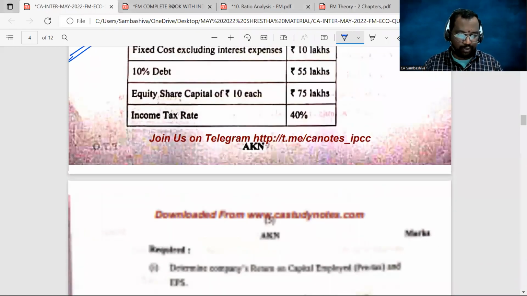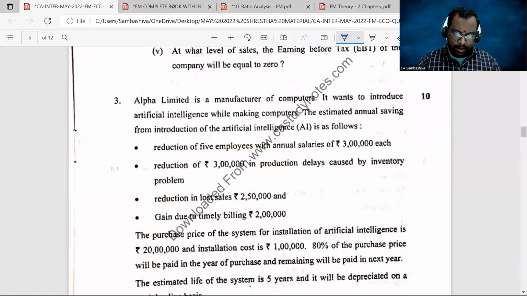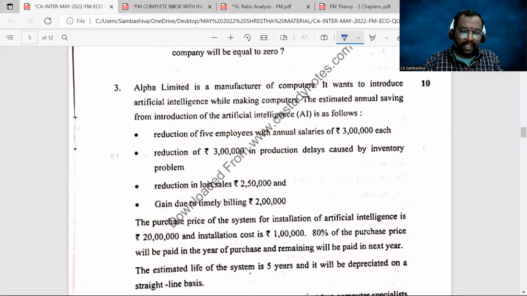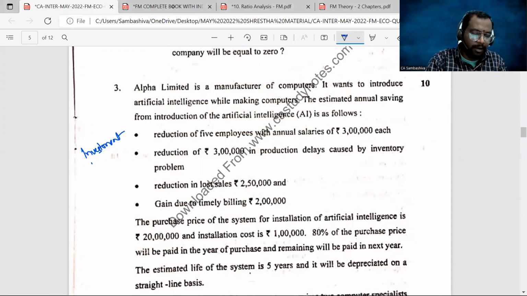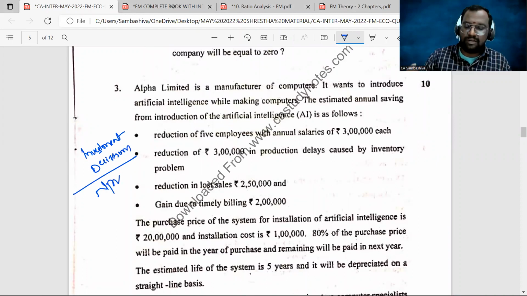Okay, next one. Question number three. Yeah, question number three, I can say is a little bit difficult question. It is from the chapter investment decisions, where the question is being asked under the method NPV.